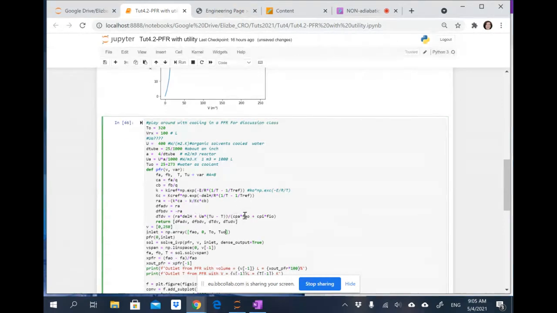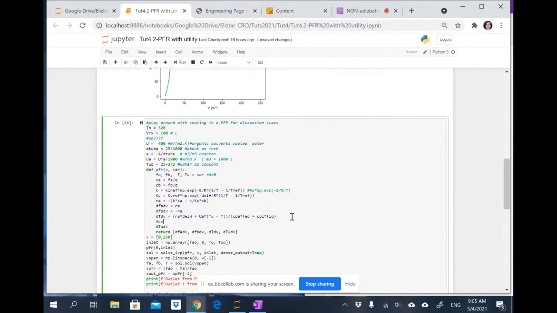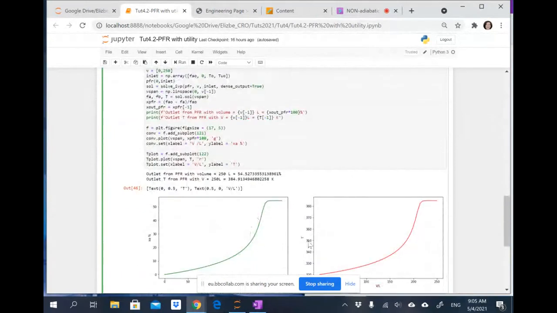So of course my DTU dV, sorry, for the option where I choose a constant TU, is simply going to be equal to 0. Right, so let's run it and see what is going to happen. Sorry, I skipped that part. I wanted to show you this in subplots.